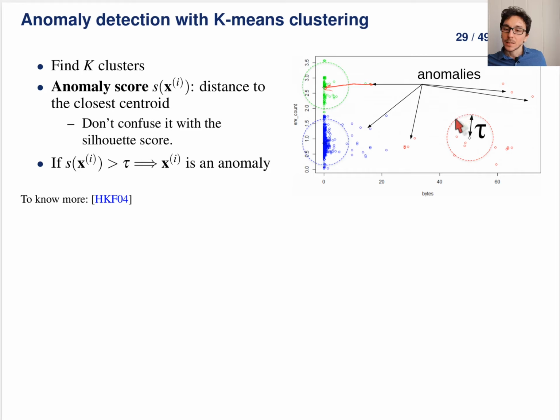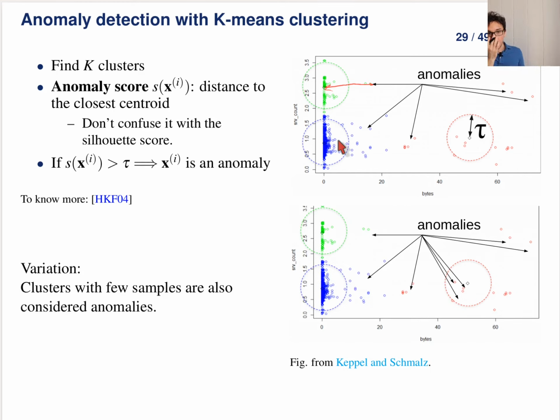So if we establish a certain threshold tau, then all the samples that fall outside this radius around each centroid are considered anomalies. In addition to this, you may also want to consider anomalous the samples of clusters that are too small. So if you run k-means and you have 1 million points in one cluster, 2 million in another cluster, and 3 points in the third cluster, maybe these 3 points could also be anomalous because they are very different from most of your dataset.